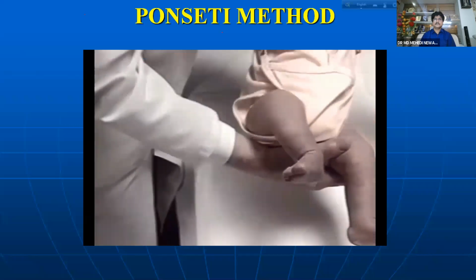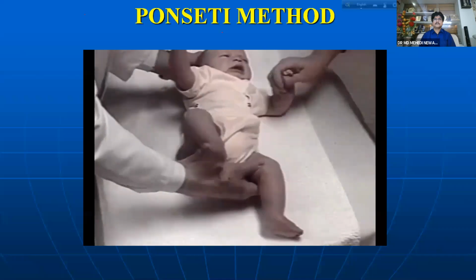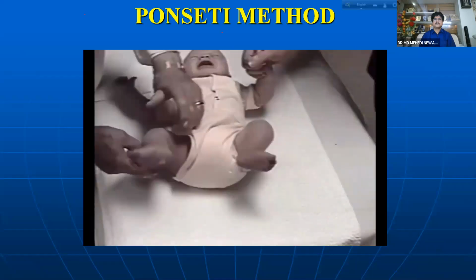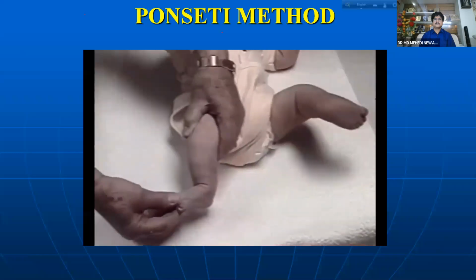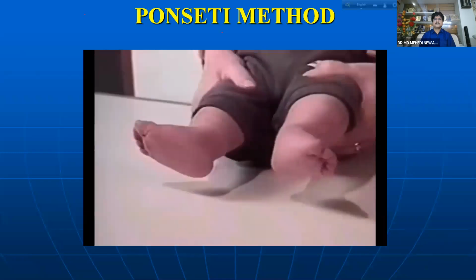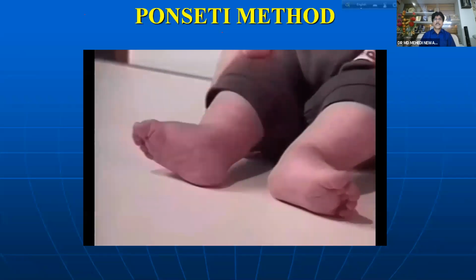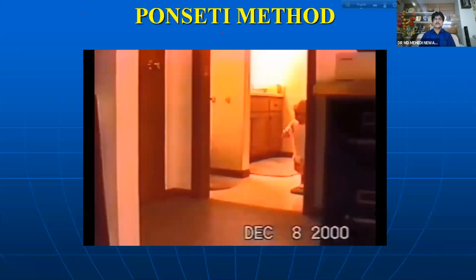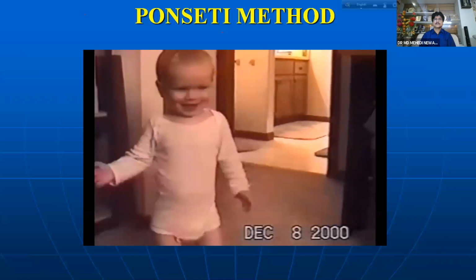3 weeks later, the feet casts are removed. The feet are well corrected. The abduction brace is worn for 3 months. At 4 months of age, the feet are fully corrected. Graham started to walk at 10 months of age.